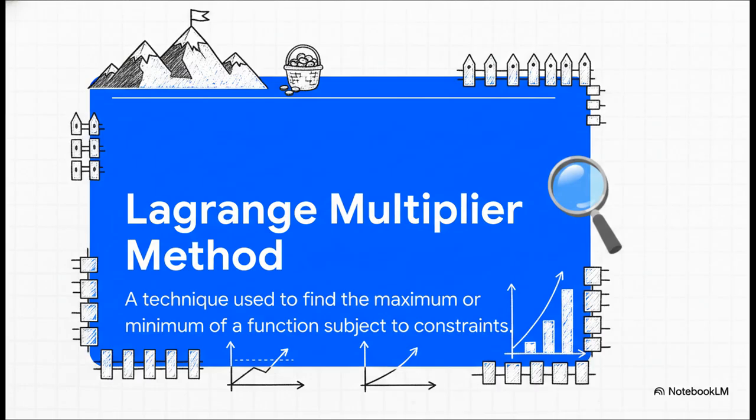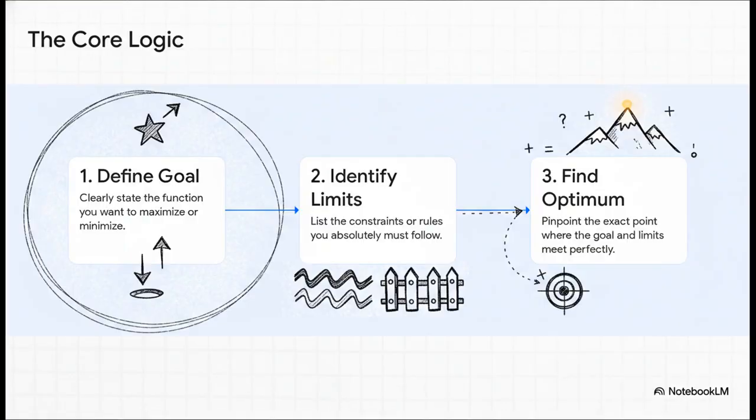No, it finds the highest point you're allowed to climb to while staying inside the fence of the park. That's a crucial distinction. Conceptually, the logic is actually pretty straightforward. Step 1, you have to define your goal. You do this by writing down your objective function, which we'll call f of x,y for now. Step 2, you identify your limits. You write out your constraint equation, maybe something like g of x,y equals c.